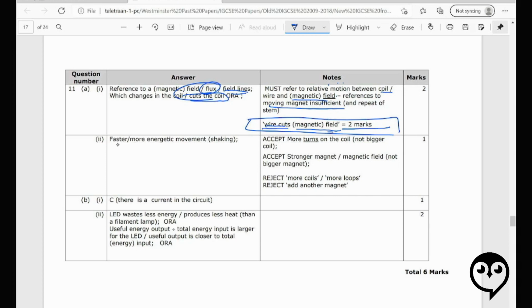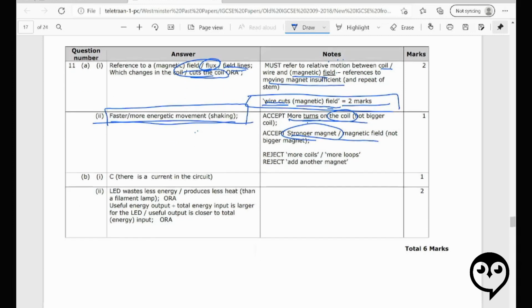Okay, how to increase the voltage? A faster, more energetic shaking. Yeah, you could say more turns on the coil, but that's changing the nature of the flashlight. Okay, a stronger magnet. Again, it's possible that that's true, but when you're out in the wilderness and you need a flashlight, you're not going to have more copper wire or different types of magnets to replace. So the only thing you can really do when you actually need to use it would be more energetic shaking. Okay. Yeah, we said C.